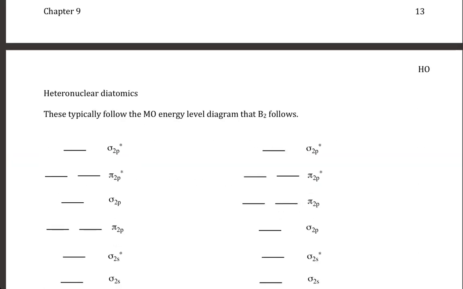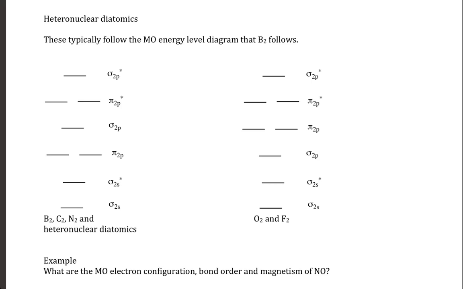and our next section is heteronuclear diatomics. So those are ones that have two different atoms involved. They're diatomic, so just two atoms, two different ones. So it could be NO, could be CO, and any ions thereof.